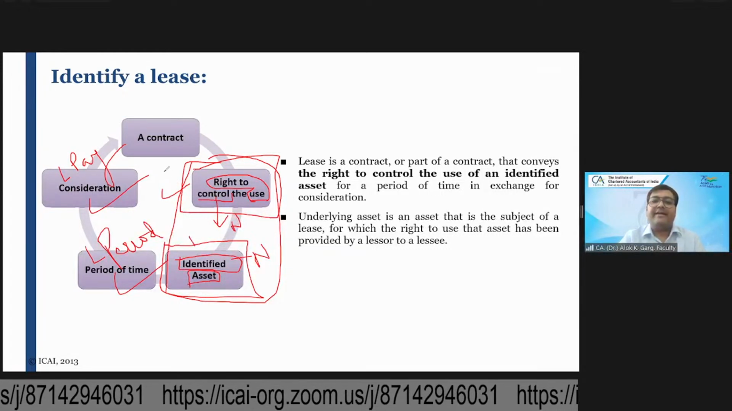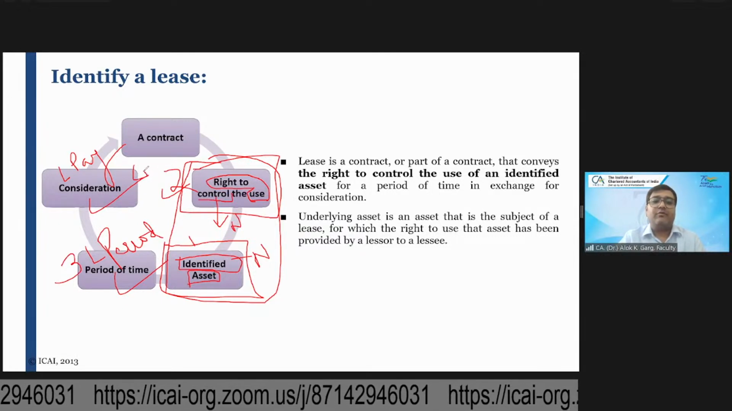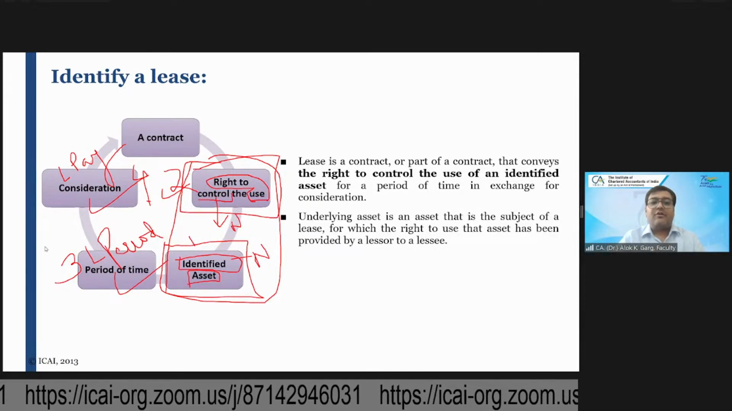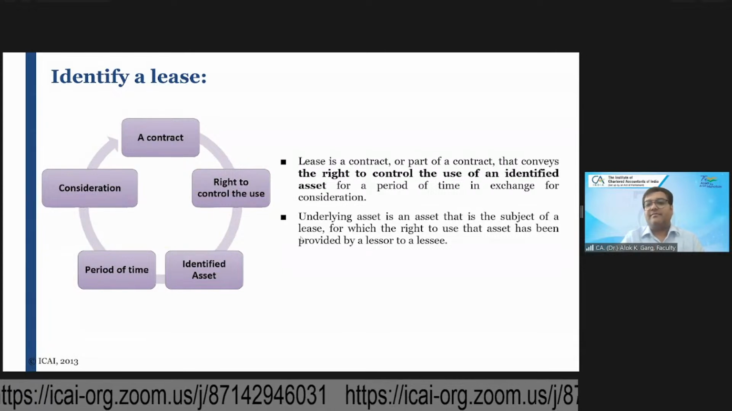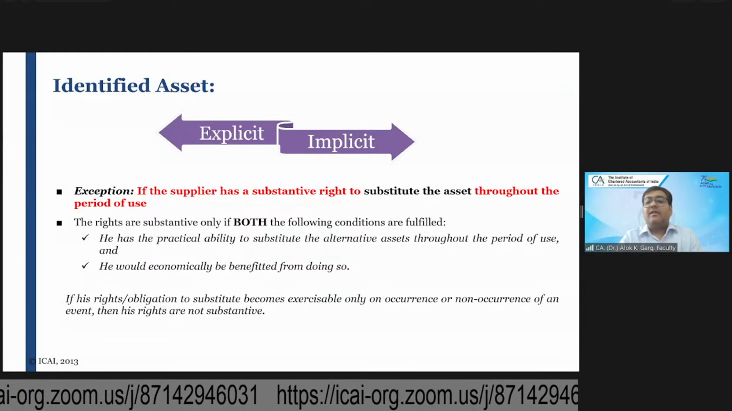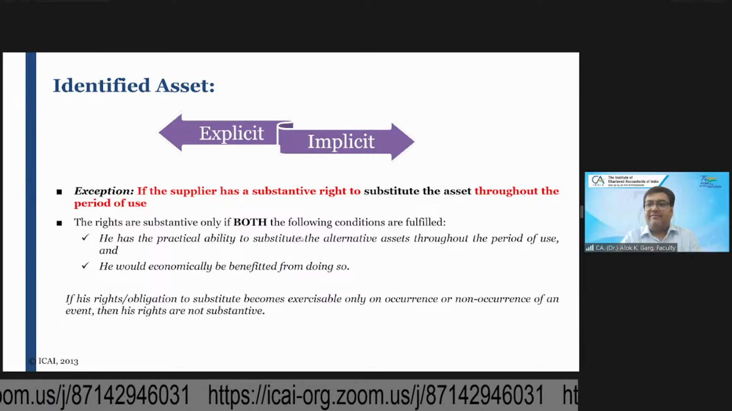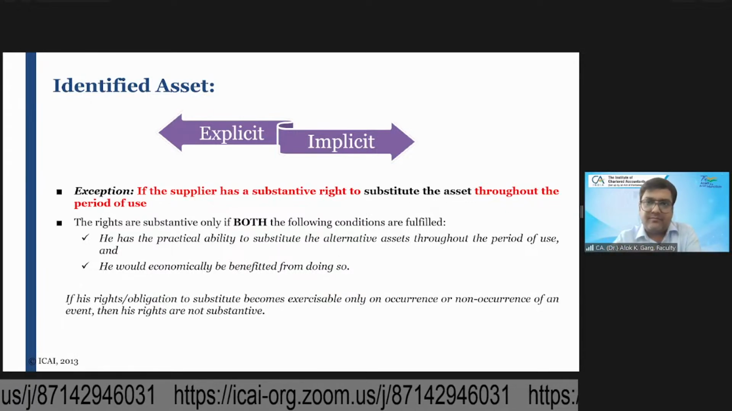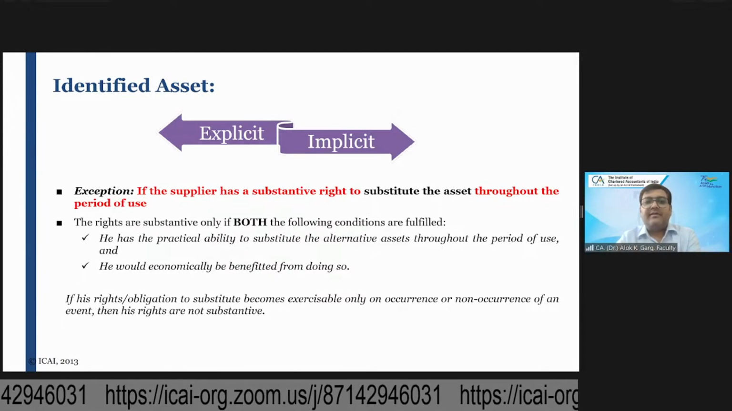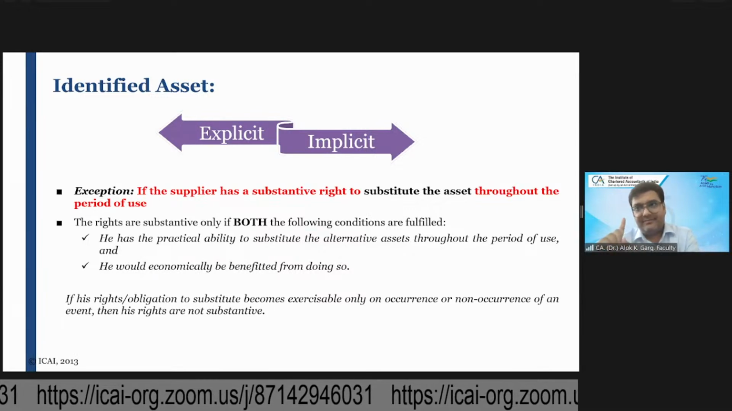So we will discuss these four concepts. Concept number one, identified asset. Concept number two, right to control the use. Concept number three, period of time. And concept number four, consideration, one by one. These four concepts are the heart of this Ind AS 116. What is meant by identified? Number one, if the asset is implicitly or explicitly specified in the contract, then it has to be considered as an identified asset. But there is one exception.